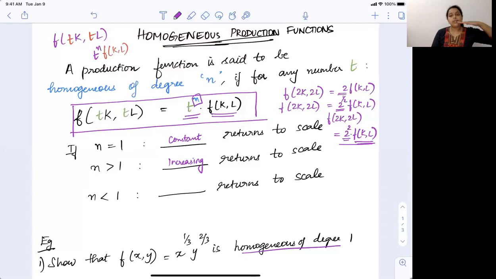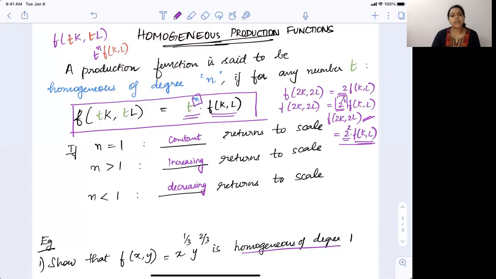If inputs double, but my output increases by a lesser amount, which was the second case that we saw, and n is less than 1, you have decreasing returns to scale. And these all fall into the broad category of homogeneous production functions.